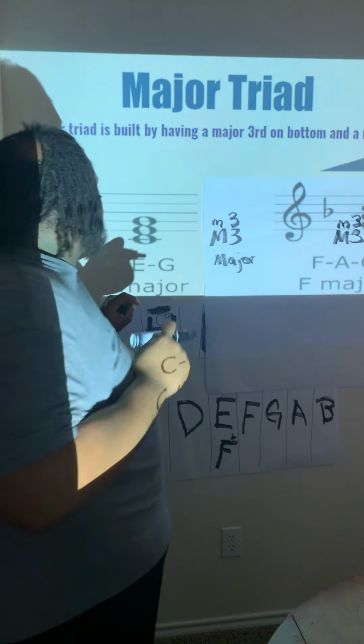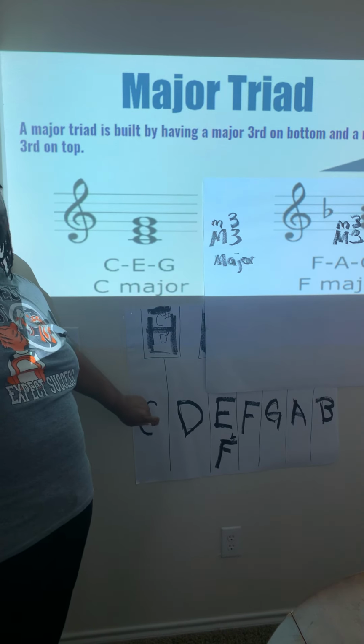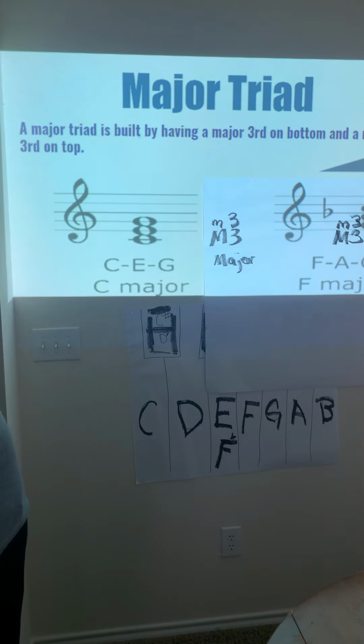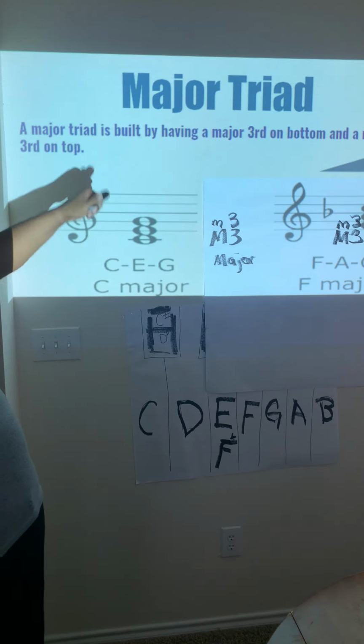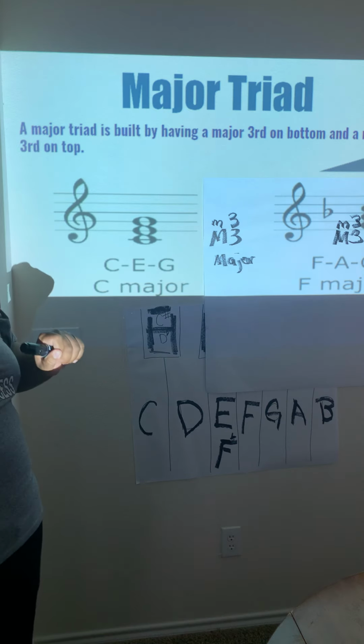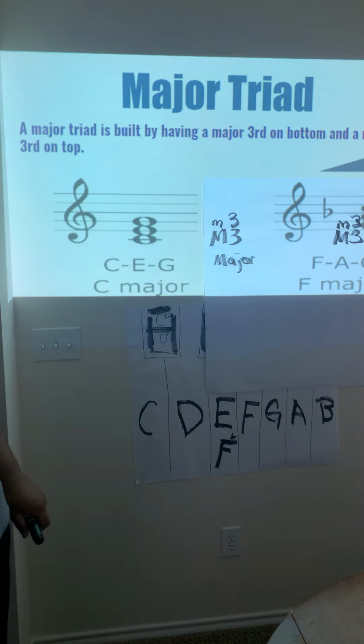And the rule states again, whenever you have a major triad, it is built by having a major third on bottom and a minor third on top. So first thing I'm doing again, I'm counting in between letters, starting on the letter. And then after that, I'm simply counting the half steps, not starting on the letter. So that is what a major third is. A major triad is when you have a major third on bottom and a minor third on top.